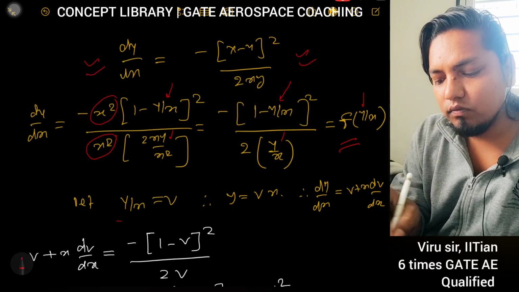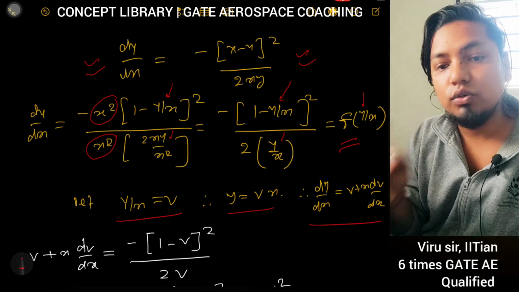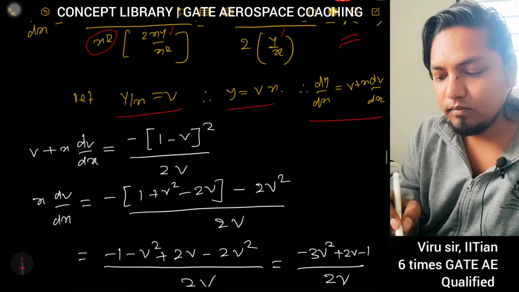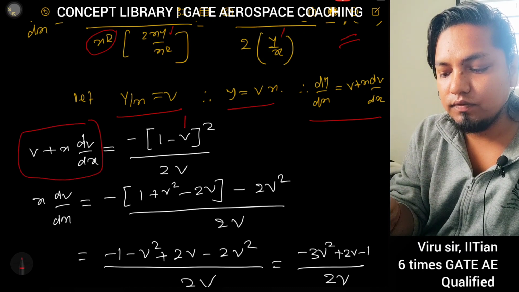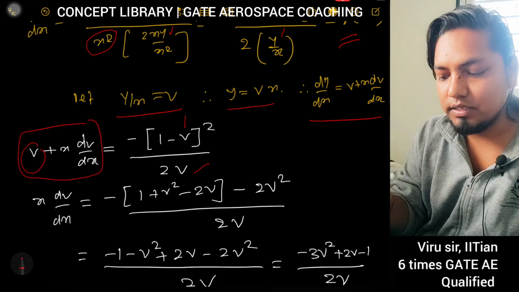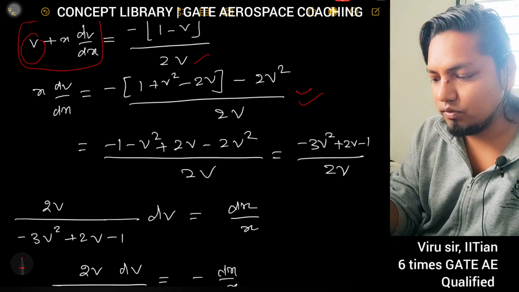So again same thing, y by x replaces y, and y is equal to v into x. So dy by dx is equal to v plus x dy by dx. These three things you have to substitute in the equation. So substitute in the equation, this is dy by dx, and this is v. Now this v you send to the right side and take LCM. So this step will come, then cut a few things and cancel a few things, so this step will come.